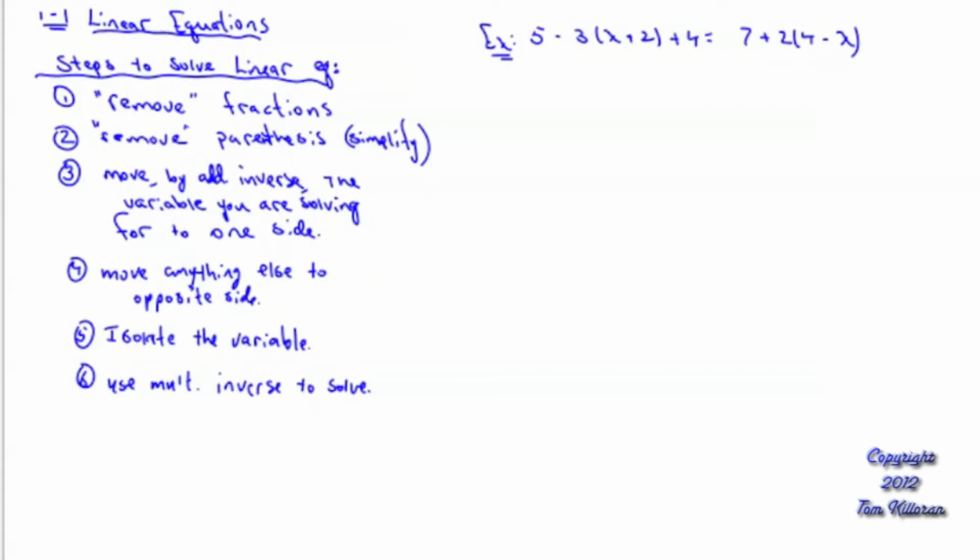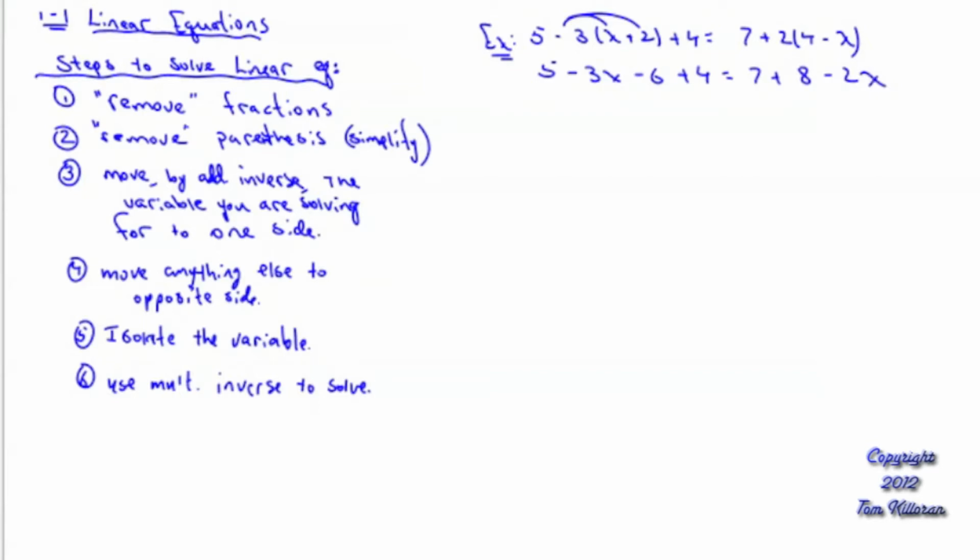No fractions, so we don't have to worry about step one. There are parentheses, so I need to distribute. So this 5 minus 3 becomes 2, right? No. No. Please don't do that. Distribution has to happen first, so negative 3 times this and negative 3 times that. So 5 minus 3x minus 6 plus 4 is equal to 7 plus 8 minus 2x.